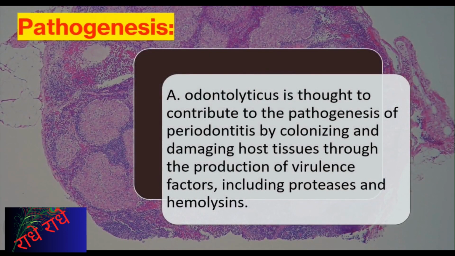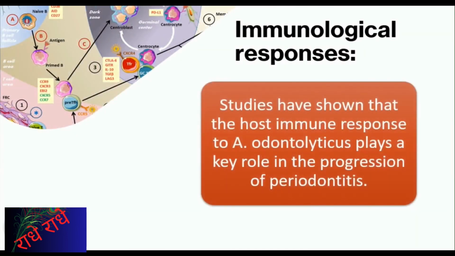Odontolyticus is thought to contribute to the pathogenesis of periodontitis by colonizing and damaging host tissues through the production of virulence factors, including proteases and hemolysins. Studies have shown that the host immune response to odontolyticus plays a key role in the progression of periodontitis.